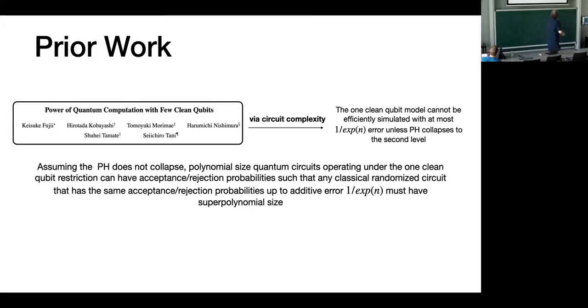Here it is spelled out again. So if we assume that the polynomial hierarchy does not collapse, then there are polynomial sized quantum circuits that operate with this one clean qubit restriction, and they have acceptance and rejection probabilities so that no classical circuit can have the same.